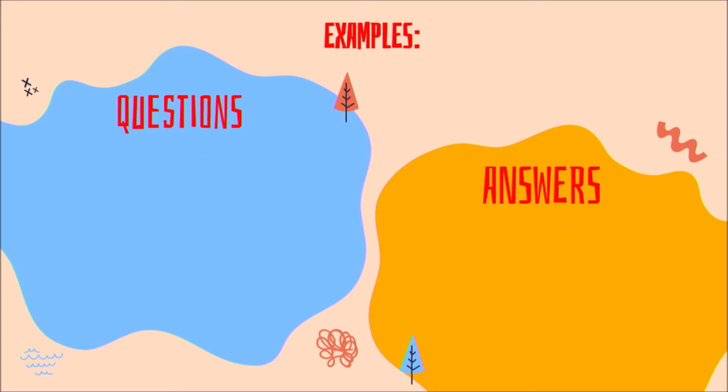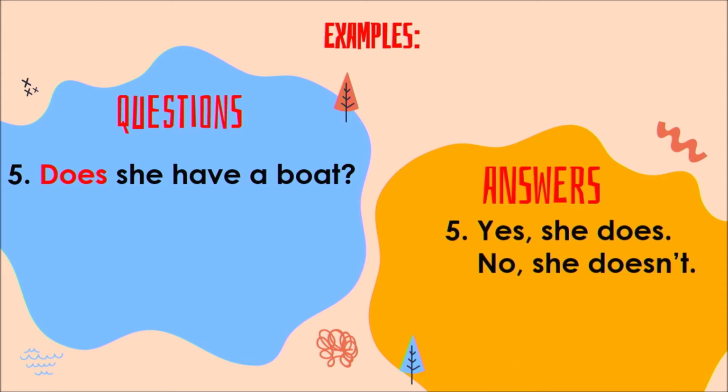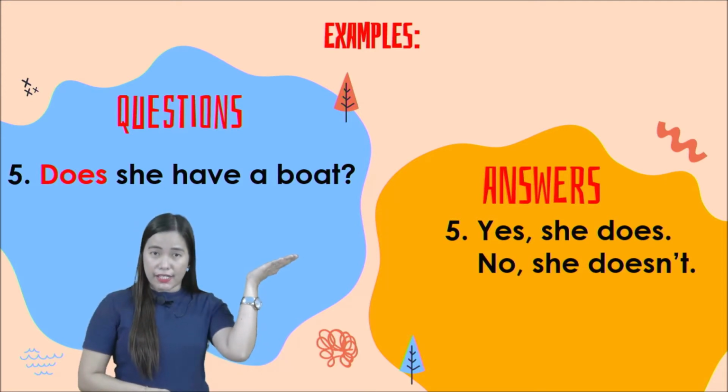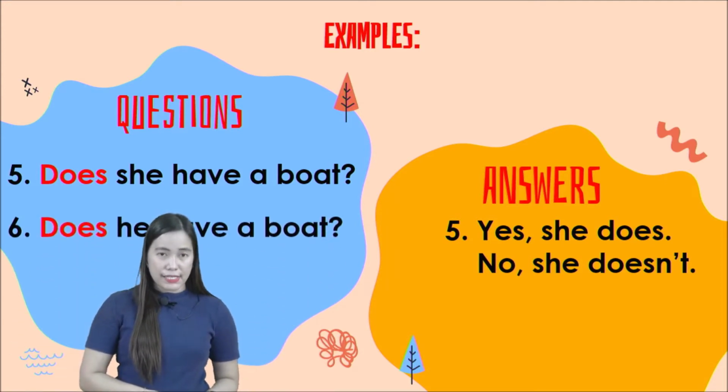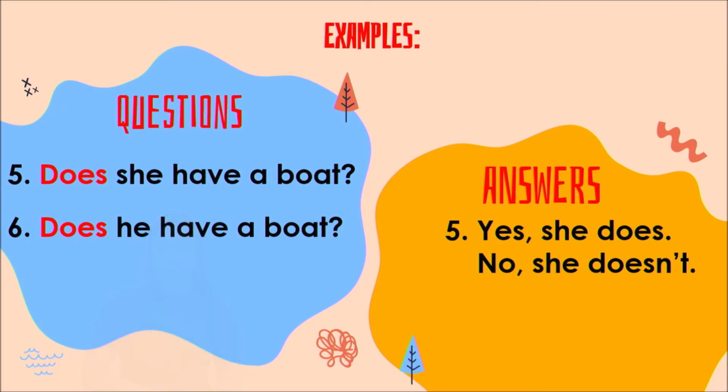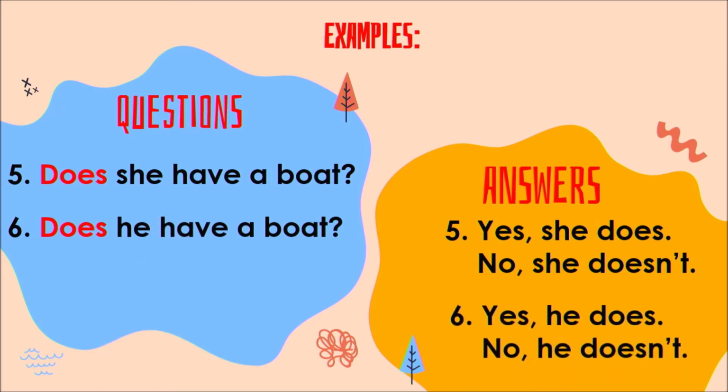Okay? Next, number 5. Does she have a boat? You may answer that by yes, she does, or no, she doesn't, because the negative of does is doesn't. Okay? Why we use does? Because our subject is she. Okay? Next, number 6. Does he have a boat? You may answer that by yes, he does, or no, he doesn't. Why we use does? Because our subject is he.